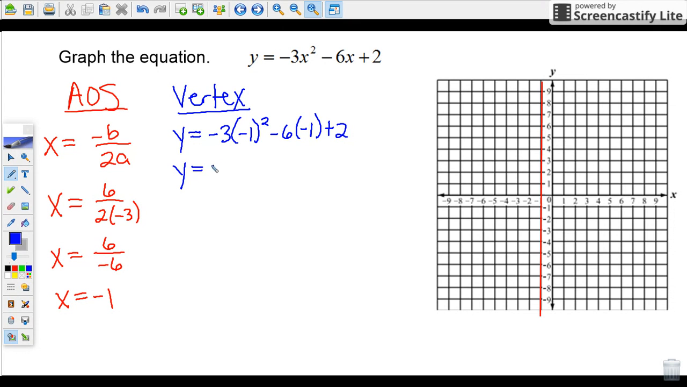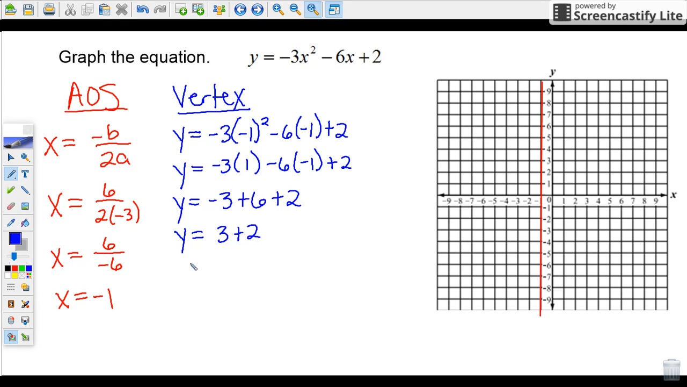So I need to do my exponent first. Negative 1 squared is 1. Copy everything else down. Now I can do all my multiplication. Negative 3 times 1 is negative 3. Negative 6 times negative 1 is positive 6. Now I can add: negative 3 plus 6 is 3. 3 plus 2 is 5. So the y-coordinate of my vertex is 5. That means my vertex is at negative 1, 5. So I'm going to plot that point.